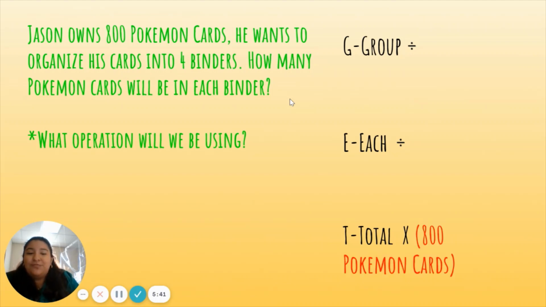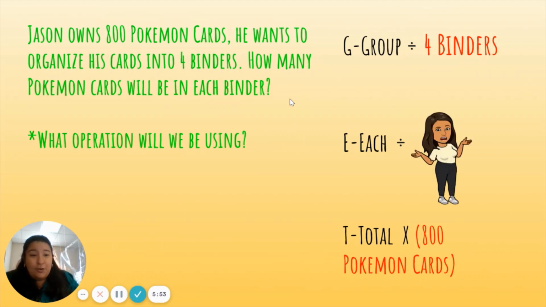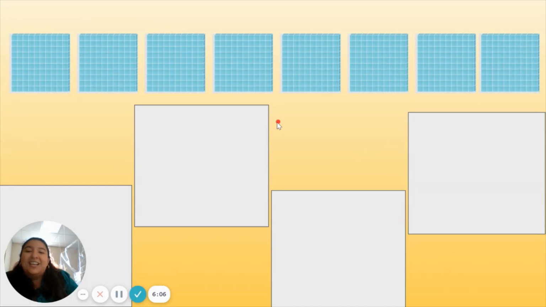Do I know my total? Yes, I know I have 800 Pokemon cards. Do I know how many groups I'm going to have? Yes, I know I'm going to have 4 binders. Do I know how much is going to be in each group or each binder? Nope. I don't know how much is going to be in each one. That's what I'm trying to solve. So the unknown is my division. So what are we going to be doing? Dividing. So again, I set this up using my base 10 blocks.